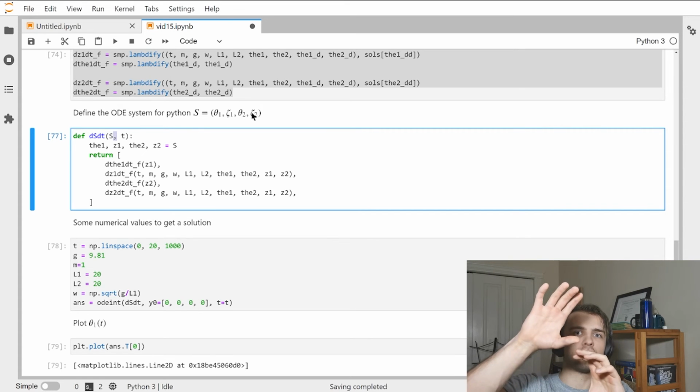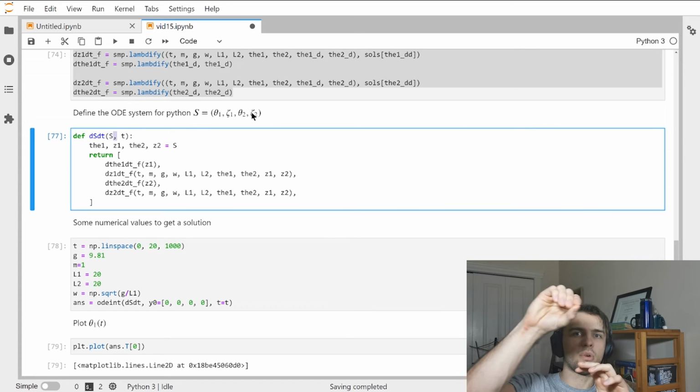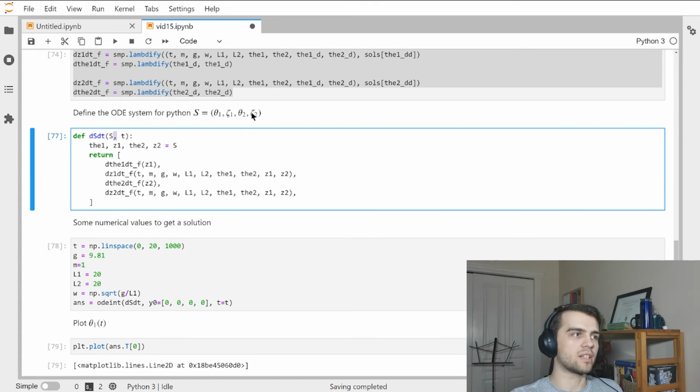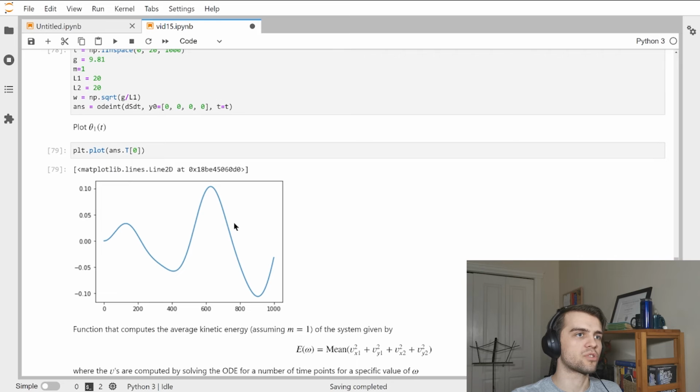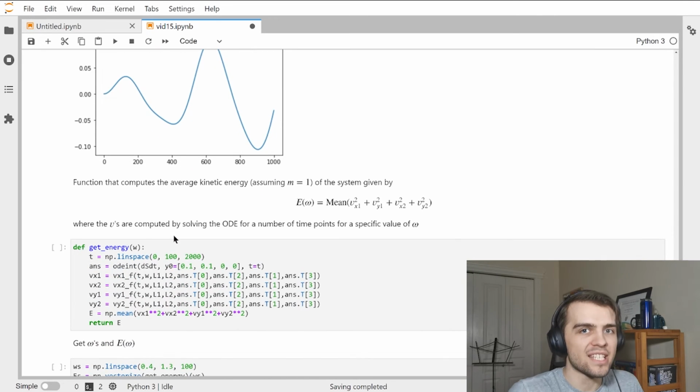So it says the initial angles are 0 and the initial angular velocity is 0, but you know the motor will start pumping and it'll start moving a little bit, and you get this solution here of theta 1 dt. The next thing I want to do is write a function that computes the average kinetic energy of the pendulum. And the reason I do that is because it's useful for the resonance frequencies.